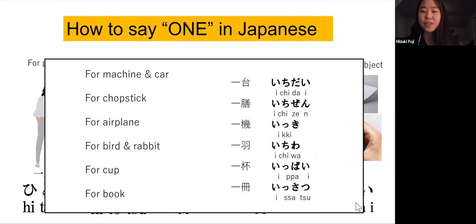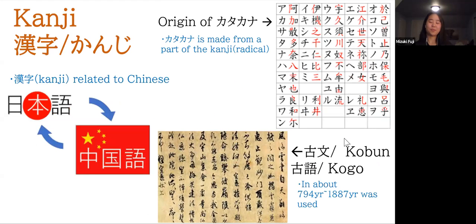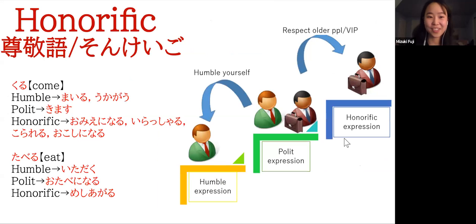There are more ways to say one in Japanese. For machines and cars, ichidai. For chopsticks, ichizen. For airplanes, ikki. For birds and rabbits, ichiwa. For cups, ippai. For books, issatsu.